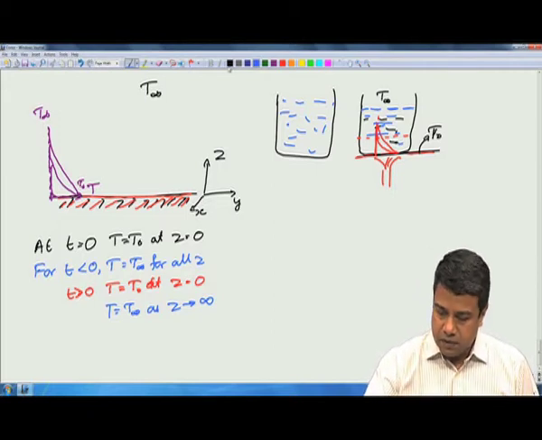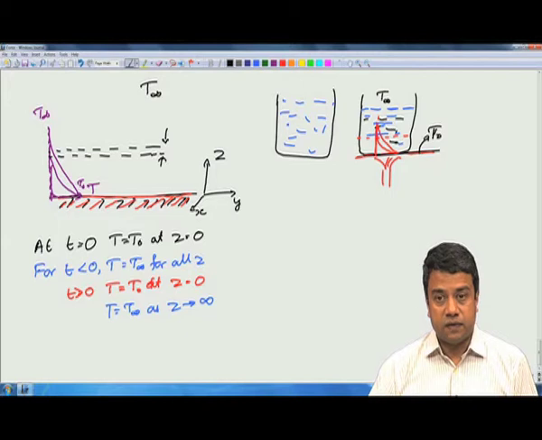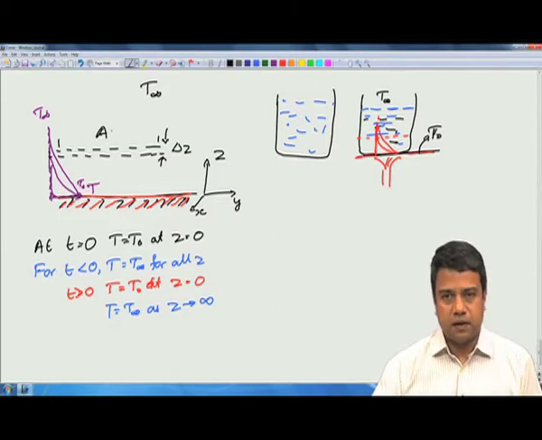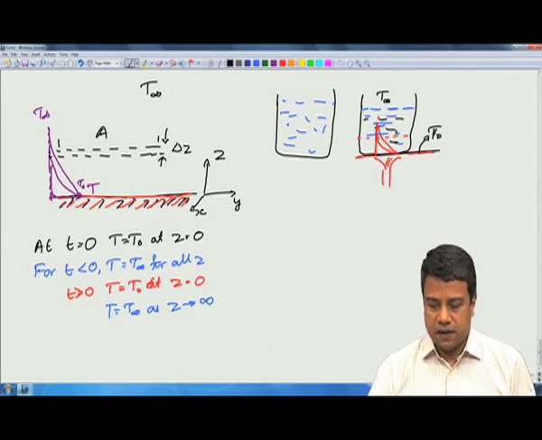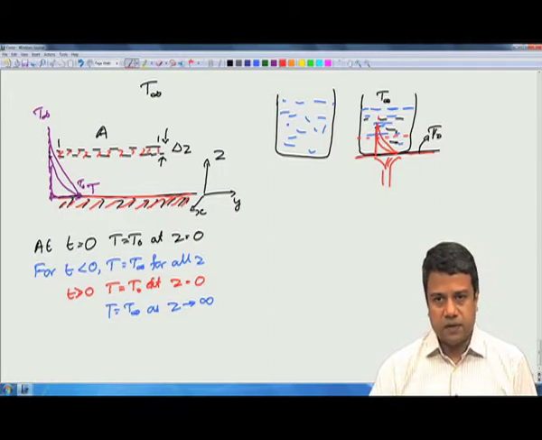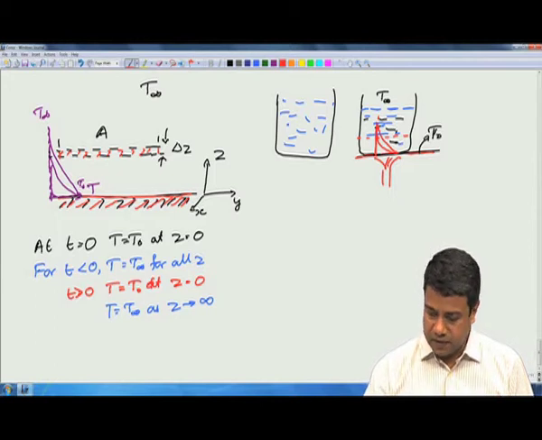Now, what do we do in a temperature balance? We take a small slice of the fluid of height delta z and cross sectional area A, and we write a balance for this. The rate of change of thermal energy within this volume is equal to what comes in minus what goes out plus any sources or sinks within this differential volume.